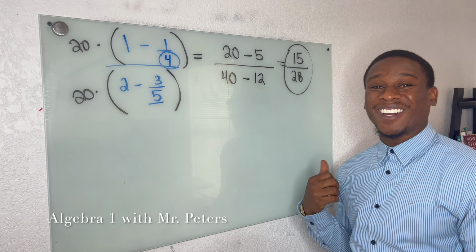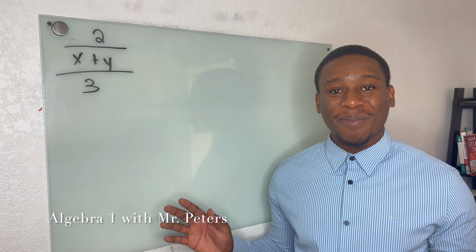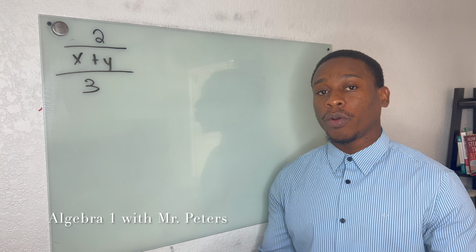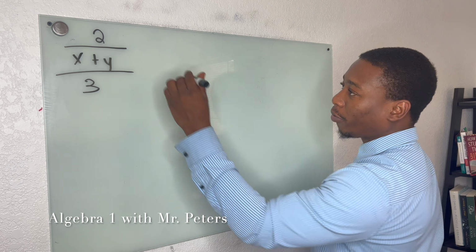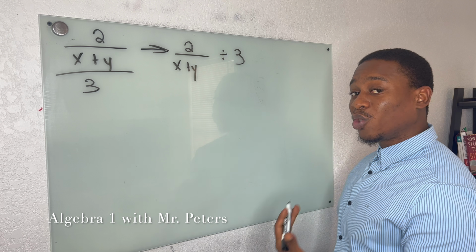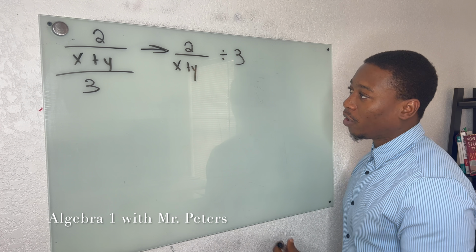So in our last problem, guys, they're now trying to make this a lot more complicated by throwing in variables. But it's going to be the same process. So let's go ahead and rewrite this so that we can see it better. So we have 2 divided by x plus y, and then we're going to divide this by 3. So let's say we did not take the LCD route, right? Because we're not adding or subtracting, we do not have to have common denominators.